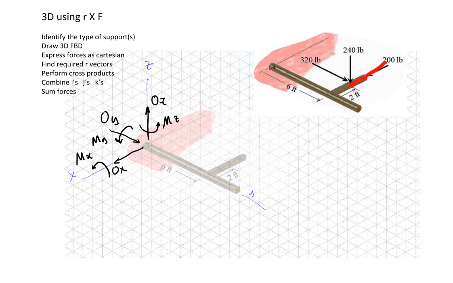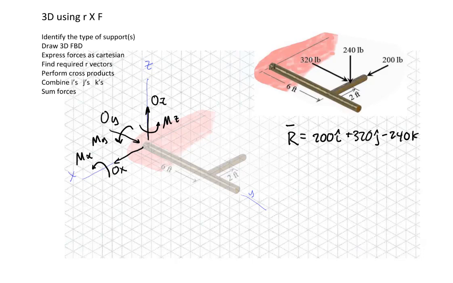So we can actually use the resultant of these three forces to our advantage. I'm just going to write the resultant down. The resultant here is equal to, well, let's do the i direction first. That'd be 200 in the i direction, plus 320 in the j direction, minus 240 in the k direction.